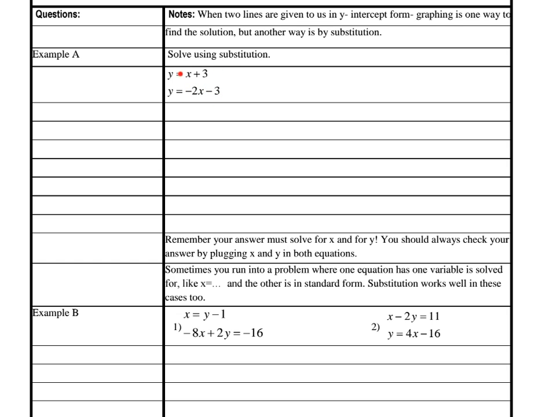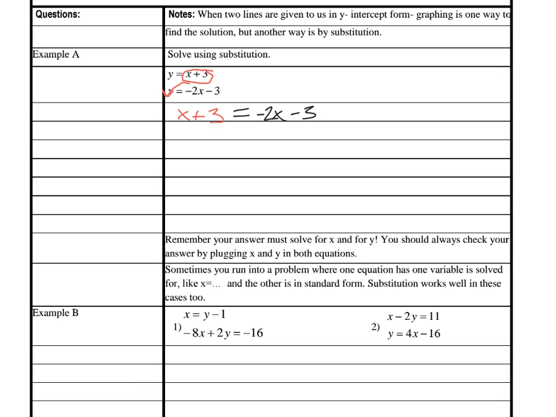Or we can think that this part here is what y equals, and we're going to put it right here instead of y. So x plus 3 is what y equals, so I'm going to put that where y is here. So I'll have x plus 3 equals negative 2x minus 3. Now looking at this, the only variable I have in this equation is now x. So I can do what I've always done and just solve for x.